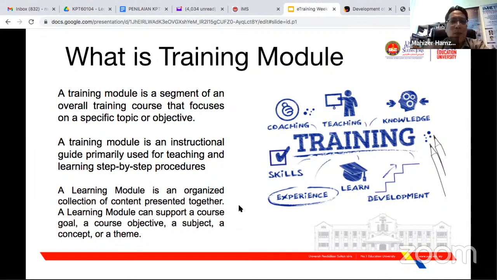Okay, a training module is also an instructional guide primarily used for teaching and learning step-by-step procedures. Sometimes we need the training to focus on a step-by-step process. A learning module is also an organized collection of content presented together. A learning module can support goals, a course objective, and a subject, concept or theme. Sometimes it even depends on what type of e-training you would like to develop. It can be a self-training module.